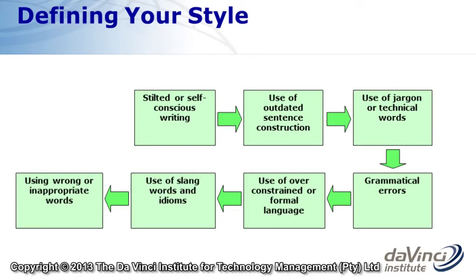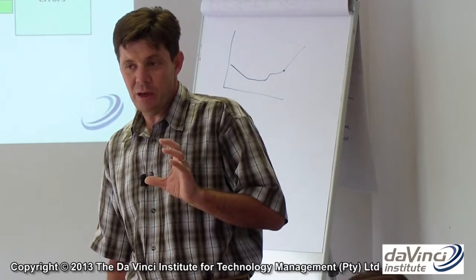Stilted or self-conscious writing. Now, you can't say to me, Richard, what is my style? You have to decide what is your style. So, stilted or self-conscious writing, pretty much about what I'm doing. Okay? Use of outdated sentence construction, old English. Use of jargon or technical words. I think a couple of people in this class fell into that particular error section of the business proposal.